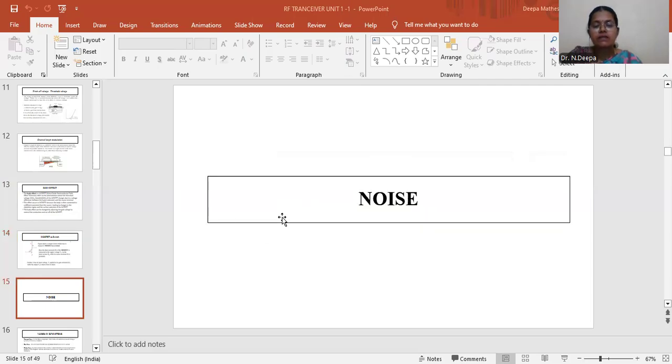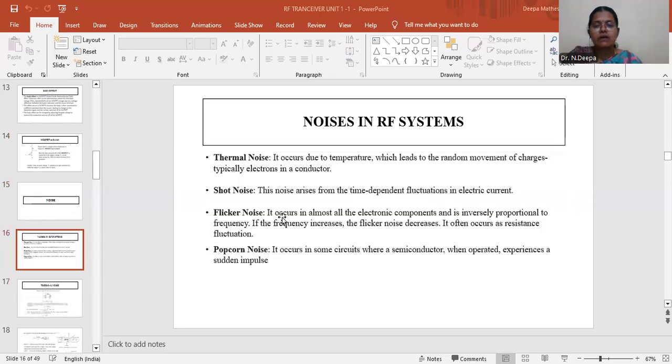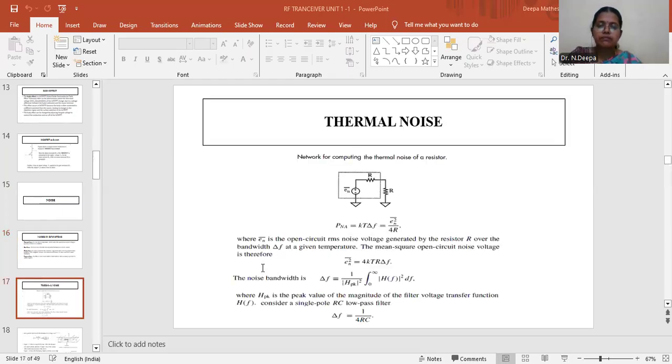The next topic is noise associated with RF circuit design. The noises in RF systems are thermal noise, shot noise, flicker noise and popcorn noise. Thermal noise occurs due to temperature, which leads to random movement of charges. Shot noise is time dependent fluctuations in the circuit. Flicker noise occurs in almost all electronic components and is inversely proportional to the frequency. Popcorn noise is a sudden impulse. This is a circuit for the thermal noise.